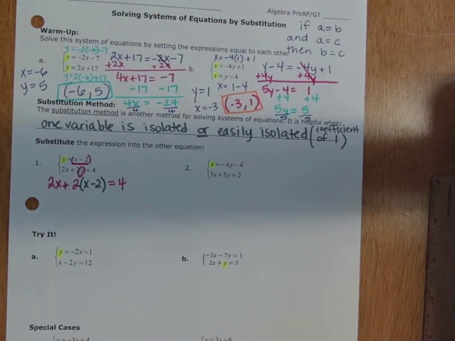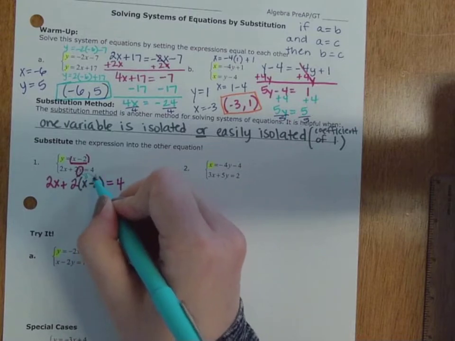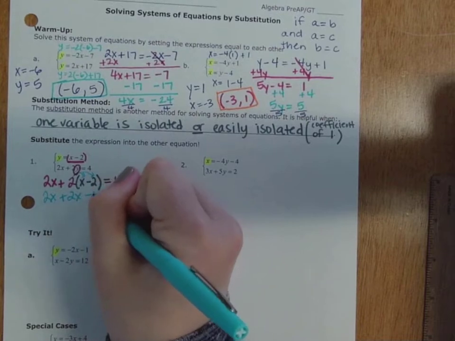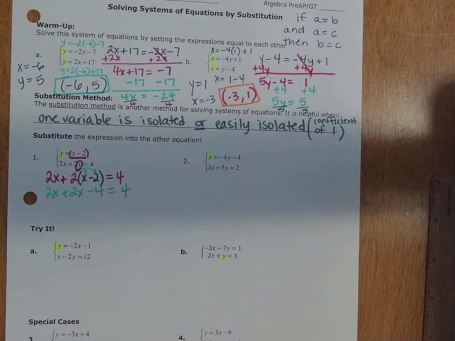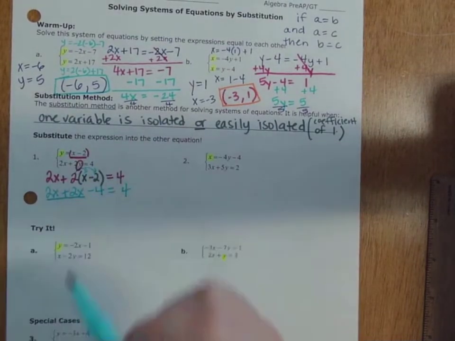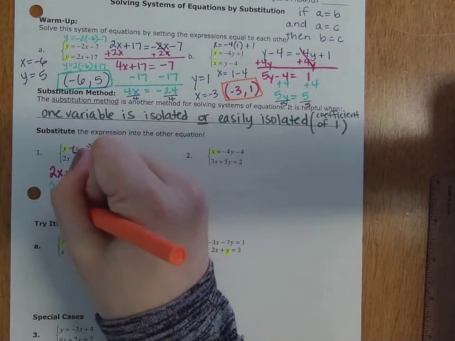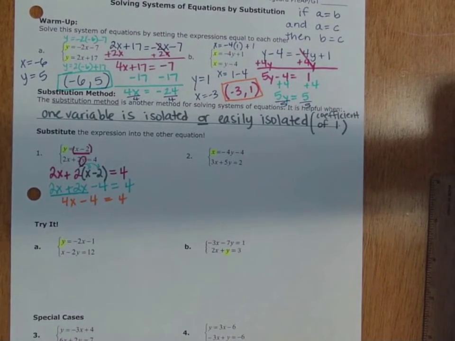And now we solve for what? What are we solving for? X. What do we call it when we're doing this? Distribute. 2x plus 2x minus 4 equals 4. What do I do next? What do we call that? Oh, combining like terms. Good, Wilson. So we're combining like terms. 2x plus 2x is 4x. And now we can do our 2 steps to solve.